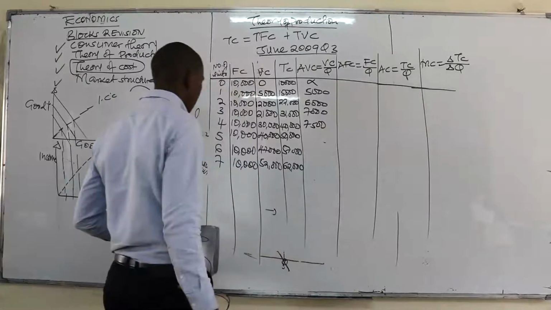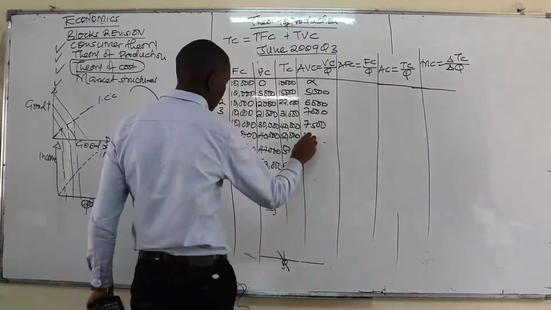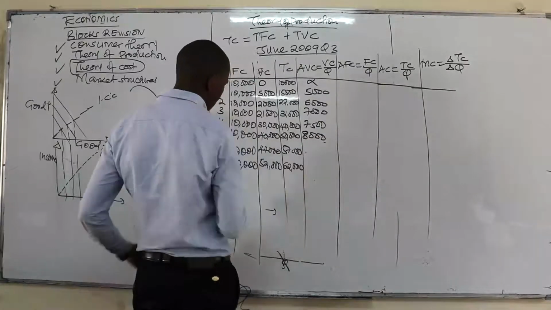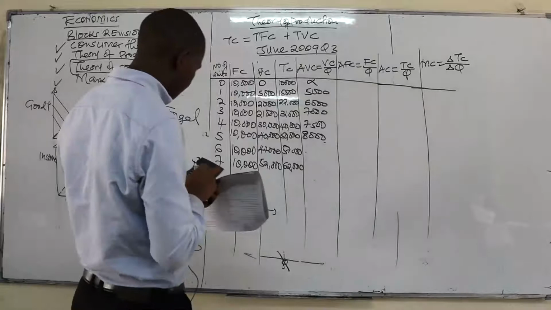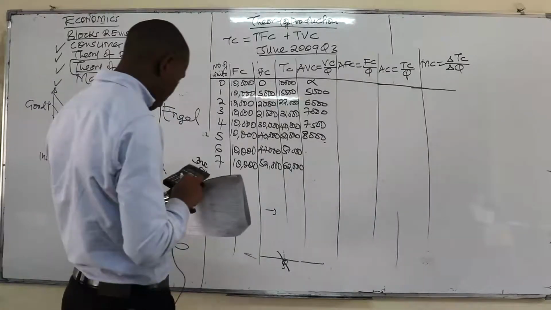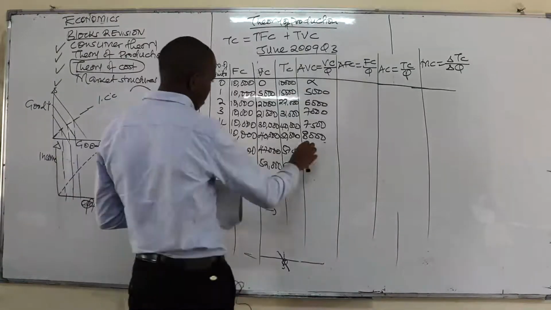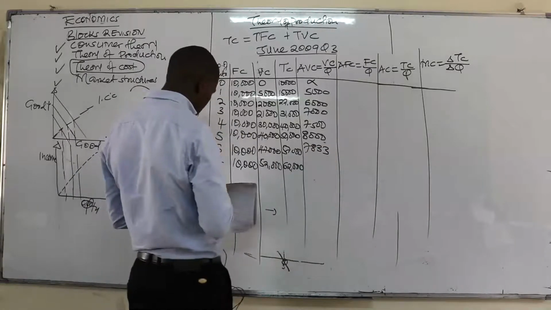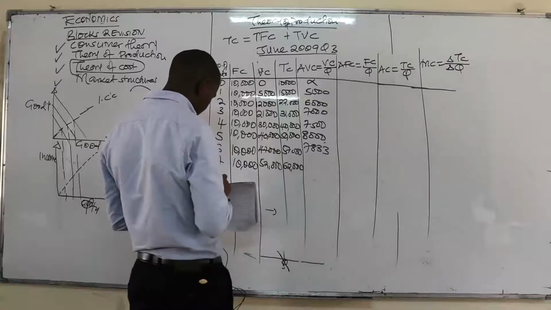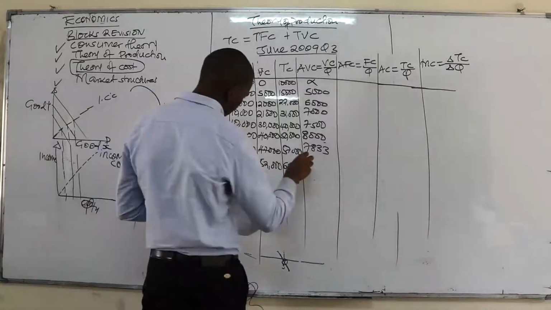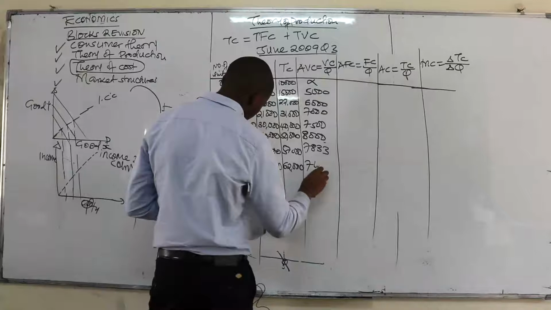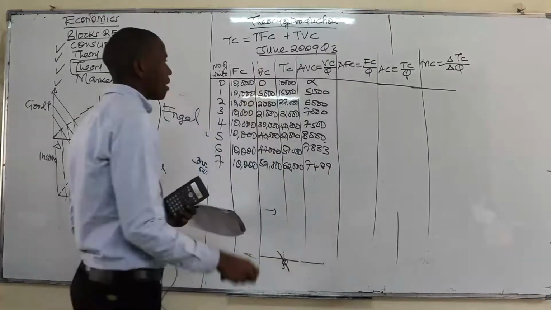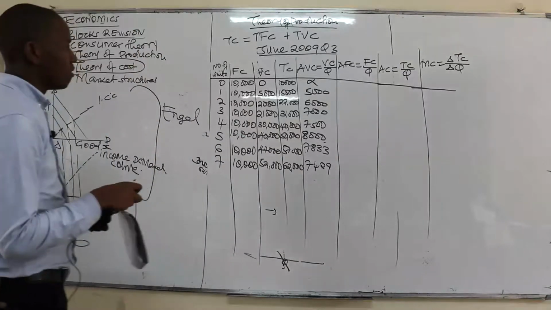7,500. This will be 8,000. This one will be 47 divided by 6, which is 7,833. And then 52 divided by 7, which in that case is 7,429. That is how you get the average variable cost.